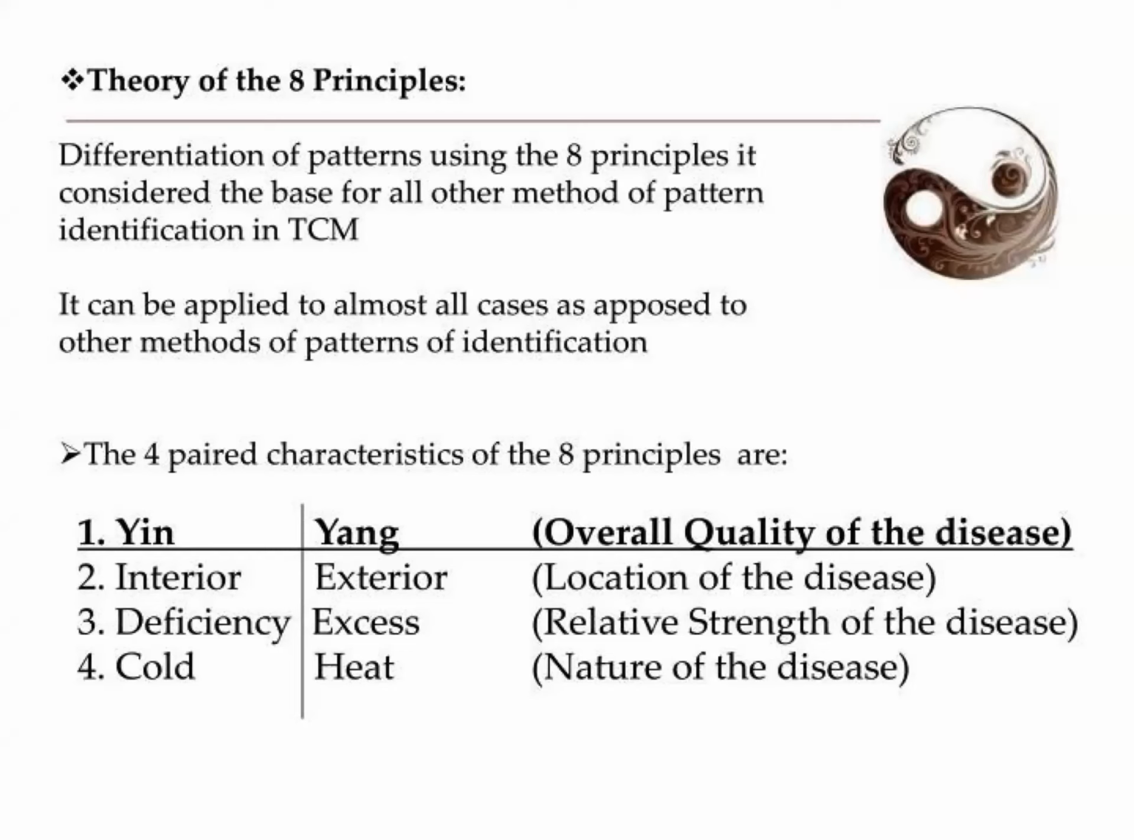first you need to determine if the condition is yin or more of yang. So this is about the overall quality of the disease. Next, interior or exterior, to determine the location of the disease. Deficiency or excess, to determine the relative strength of the disease. And cold or heat, for the nature of the disease.